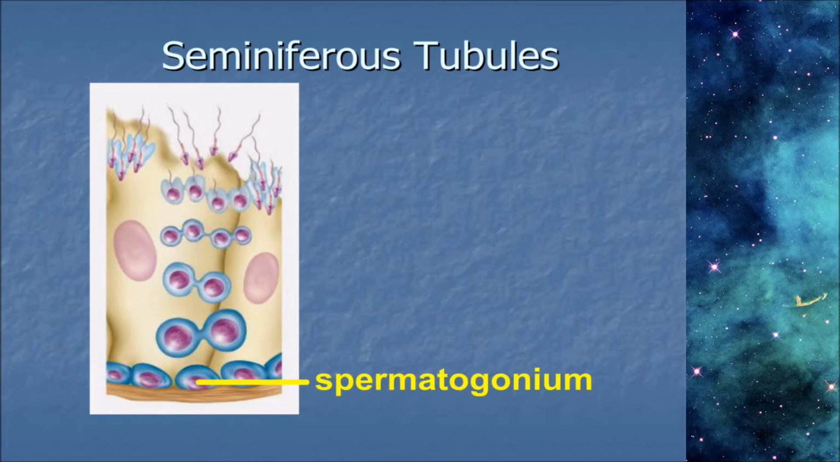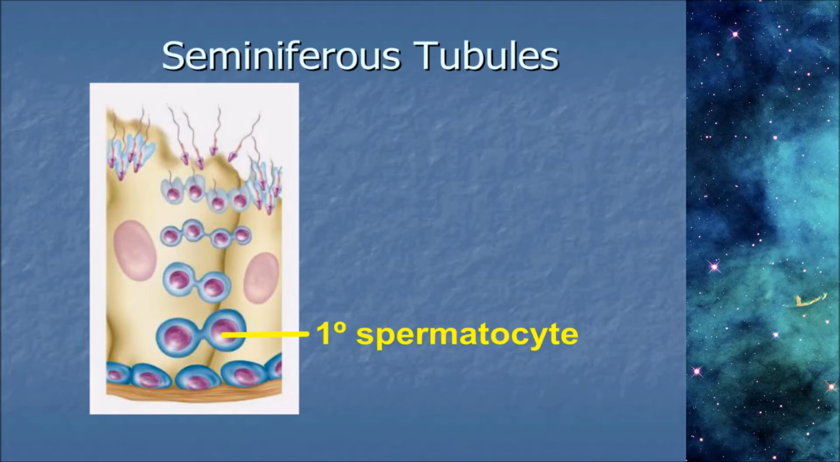At the very bottom, you can see our diploid spermatogonium. These are the most immature cells within the testis. The diploid spermatogonium are going to undergo a mitotic division to produce a primary spermatocyte. Just like the spermatogonium, the spermatocyte is diploid. That is, it has 2 copies of each chromosome, or has a total of 46 chromosomes.